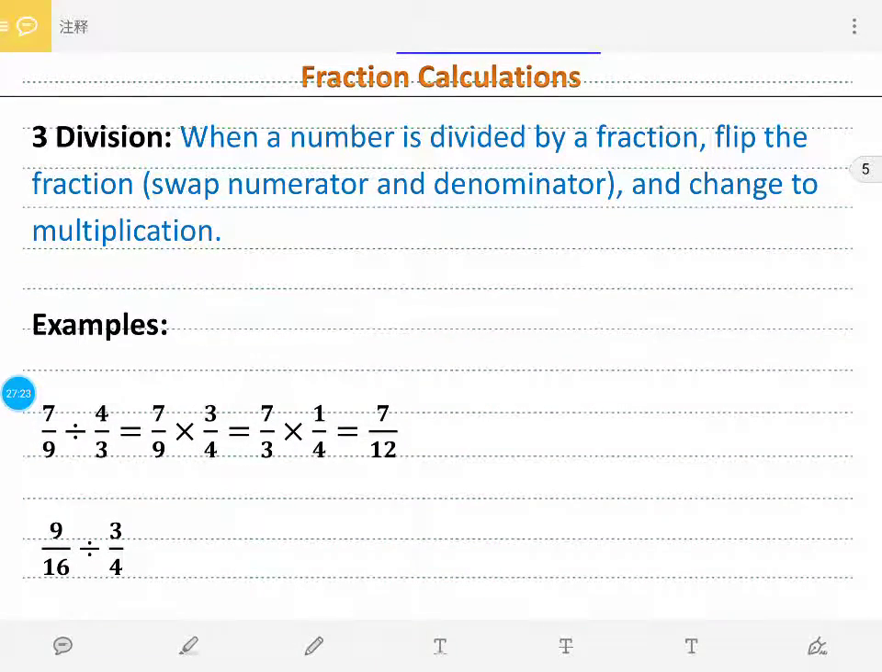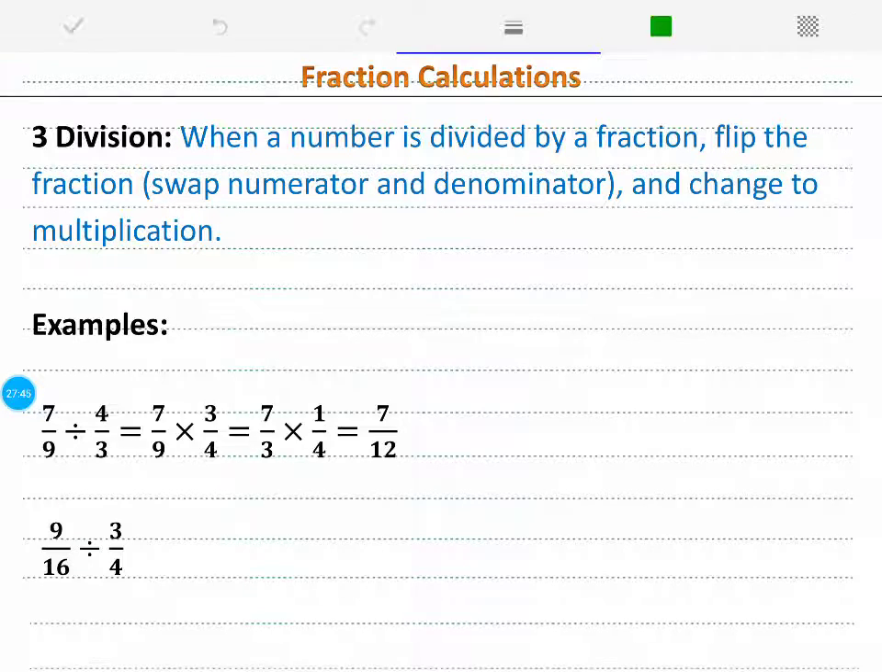Next, let's study the division of fractions. When a number is divided by a fraction, you simply flip the fraction. Swap the numerator and denominator and change to a multiplication. So first flip the fraction and then change to multiplication.